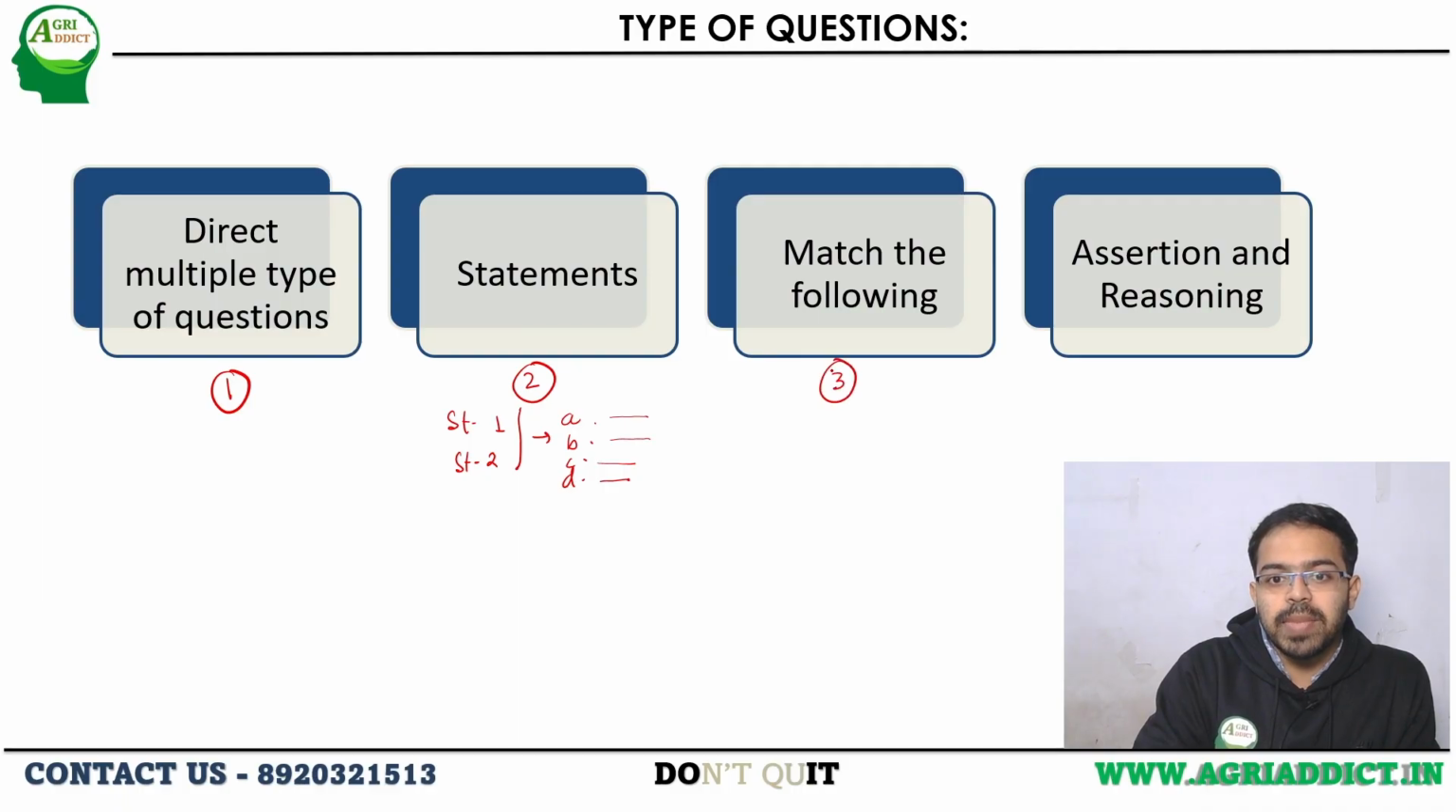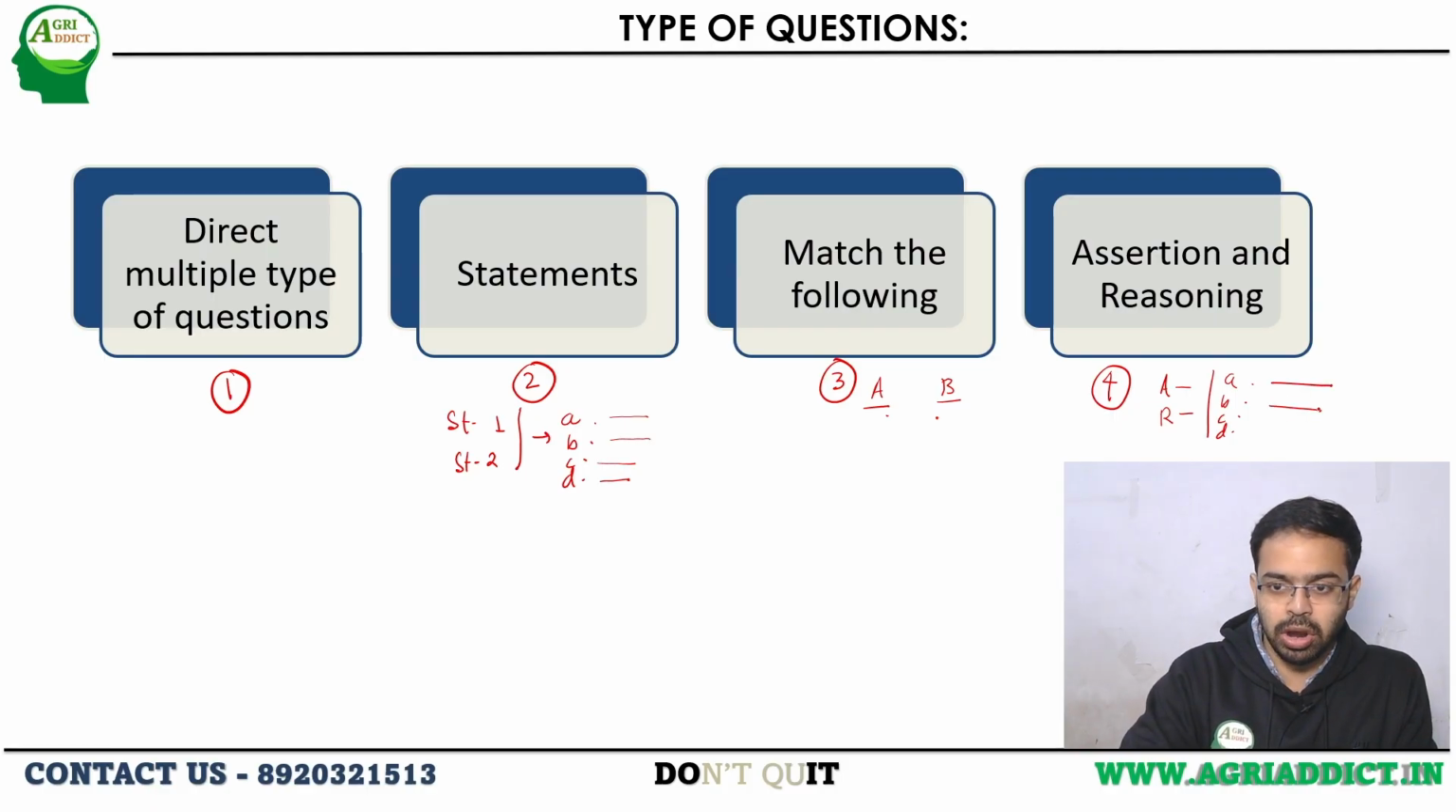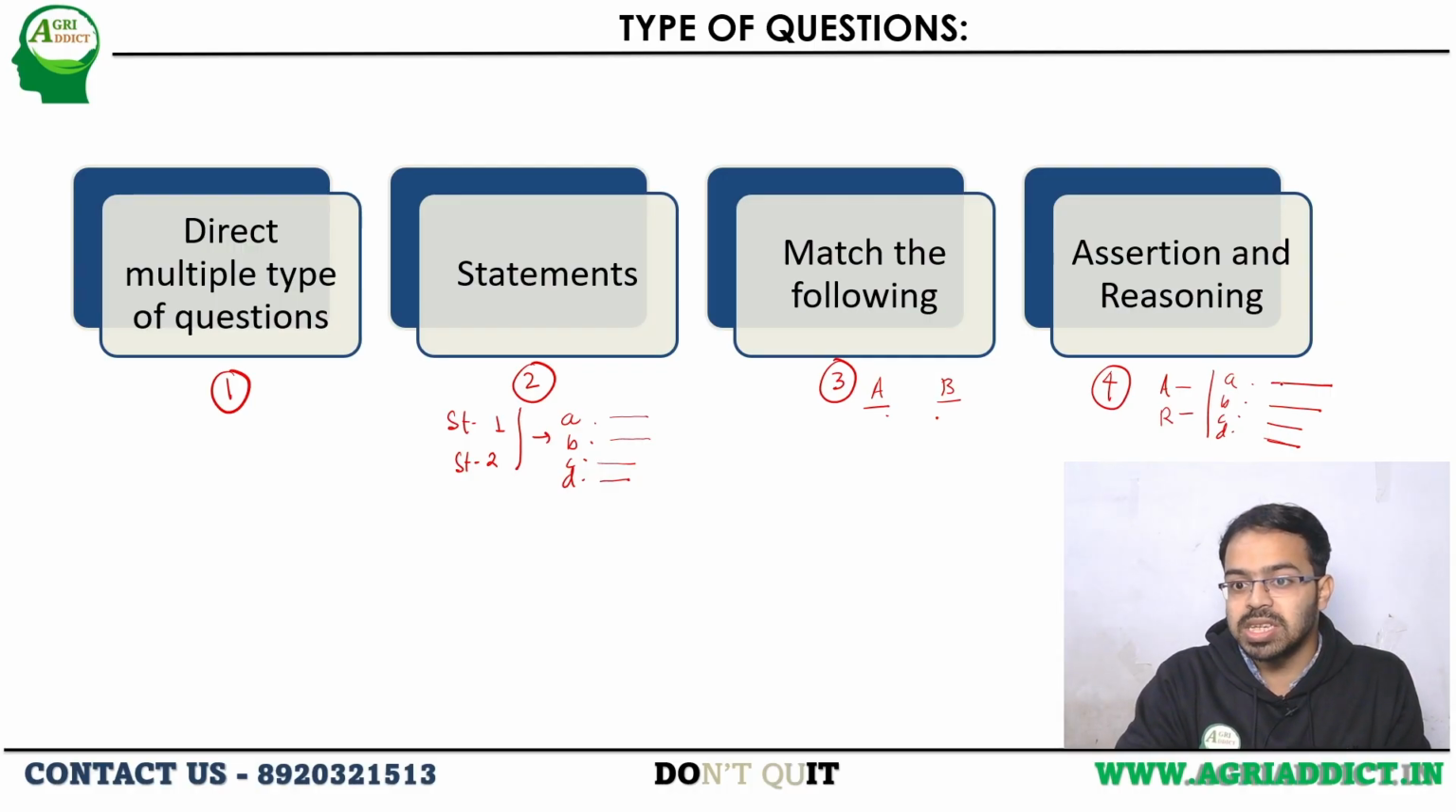Third type of question is match the following. They will give you column A and column B, and you need to match. The fourth type is assertion reason. They will give an assertion and a reason, and give you 4 options. Maybe both assertion and reason are correct, maybe both are wrong, maybe the assertion is correct and the reason is wrong. Sometimes the options will be like this: both assertion and reason are correct, but the reason is not the actual reason for this assertion, or the reason is the actual reason for this assertion. So this kind of options might be given.